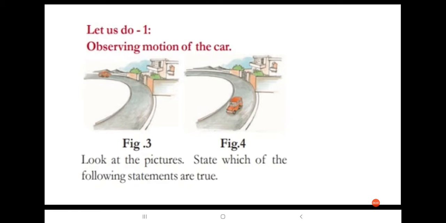Yes, here there is a change in the position of the car with respect to its surroundings. Yes, with the given time interval, the position of the car is changed. So we can say that the position of the car is changed with respect to its surroundings. Yes.